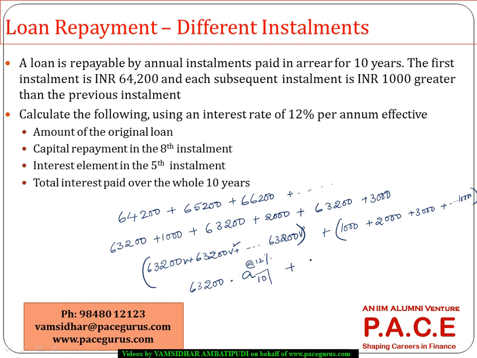And this is v squared, v cubed. Now if I take out 1000, it becomes v plus 2v squared plus 3v cubed up to 10v power 10, which is an expansion for (Ia)_10, again at 12%. When I compute these two things, the values can be obtained from our actuarial tables.